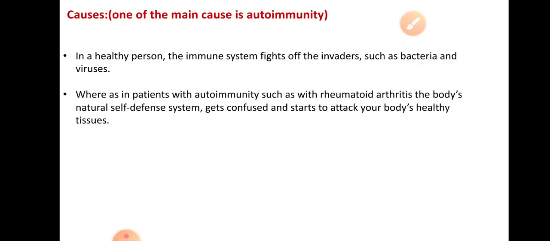So in case of rheumatoid arthritis, the immune system mistakenly attacks the tissues in the joints called synovial tissue. In a healthy person, the immune system fights off invaders such as bacteria and viruses, whereas in patients with autoimmunity such as rheumatoid arthritis, the body's natural self-defense system gets confused and starts to attack your body's healthy tissues in the joints.